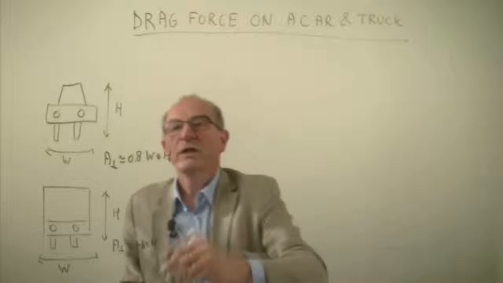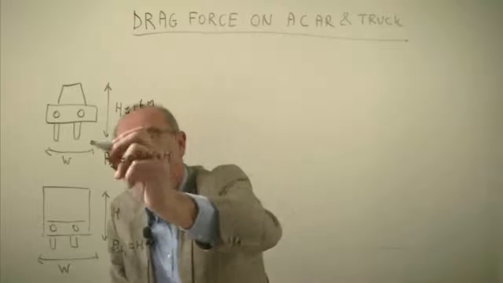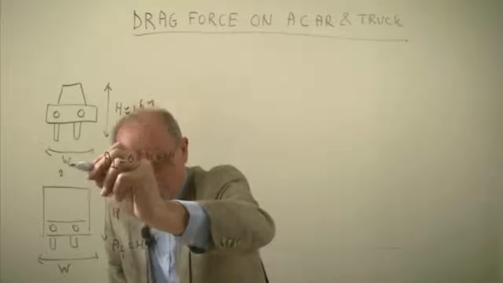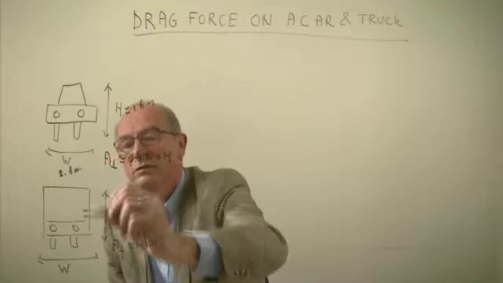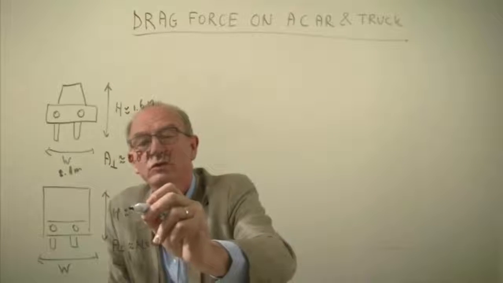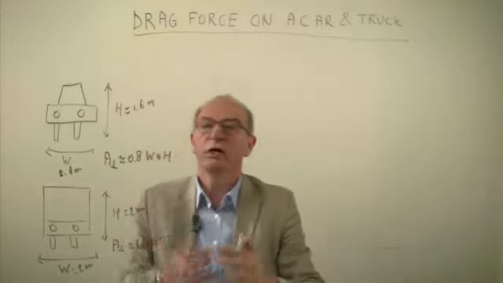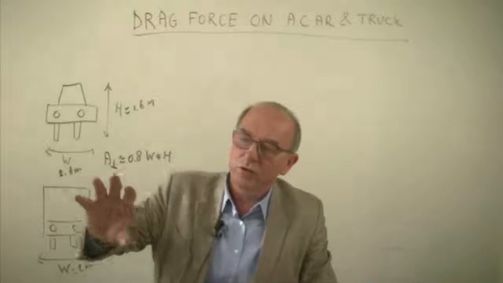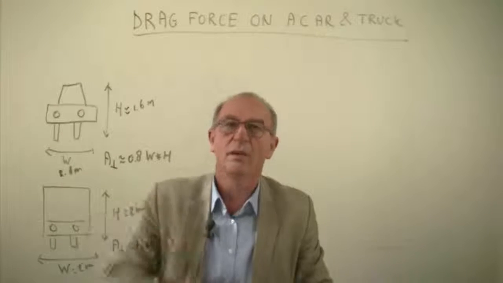For a car the width is around 1.6 meters, and the height is perhaps 1.8 meters. And for a truck, let's say this is 2 by 2, 2 meters by 2 meters. This gives you a little bit of indication. So you see the truck already has a larger surface area than the car.